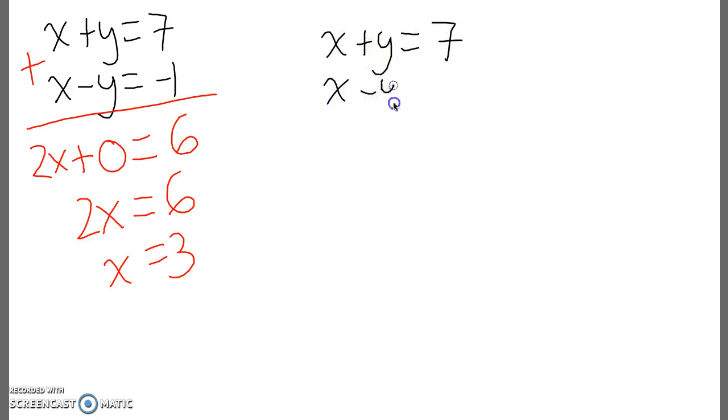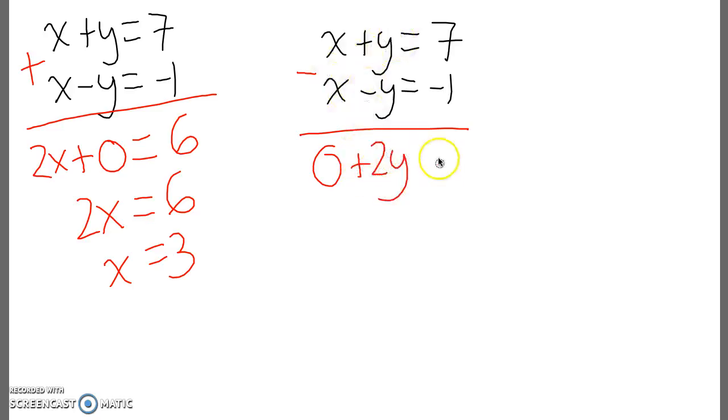And the first one that I'm going to show you is a little more non-traditional. Notice the y's cancel out if I add, whereas the x's are exactly the same. So if I subtract, my x's are going to cancel out and just leave me with 0. Now I have to be careful with my signs, but positive y minus a negative y is just like I had a 2y, and 7 minus a negative 1 is 8. So I could really just say 2y equals 8, so y equals 4.